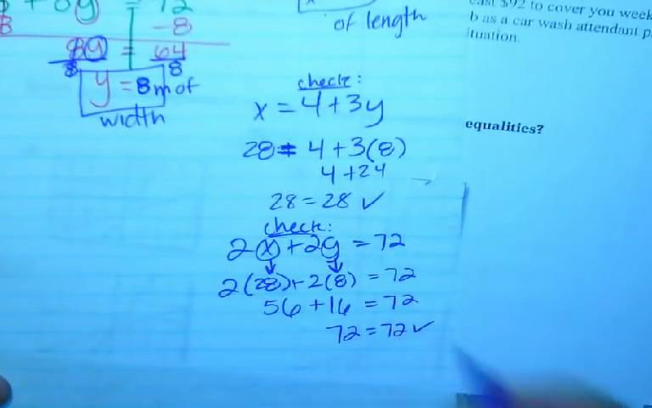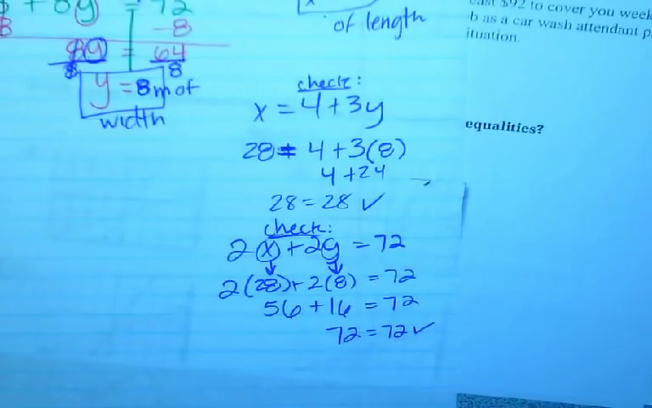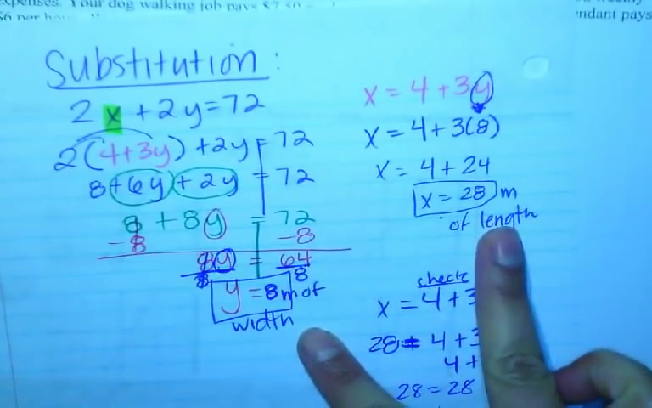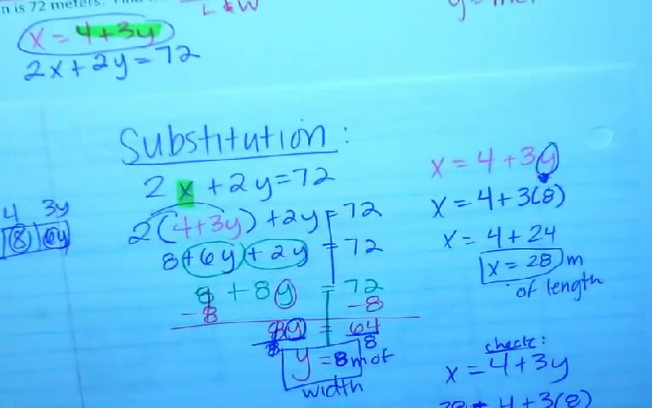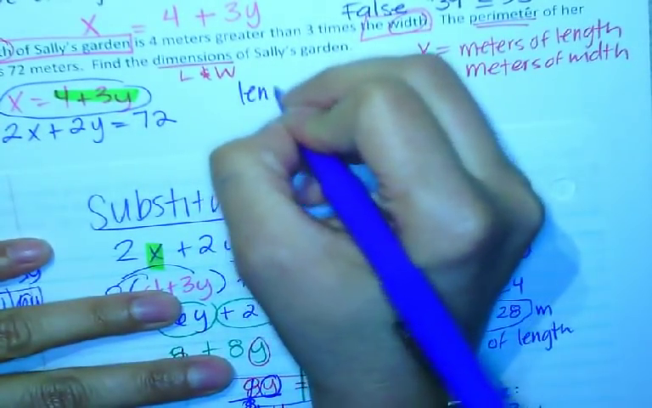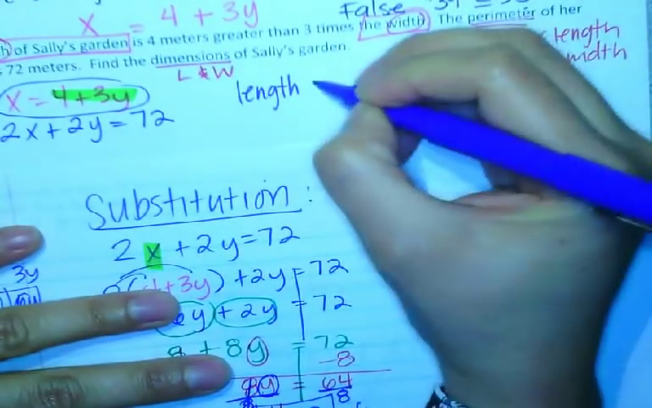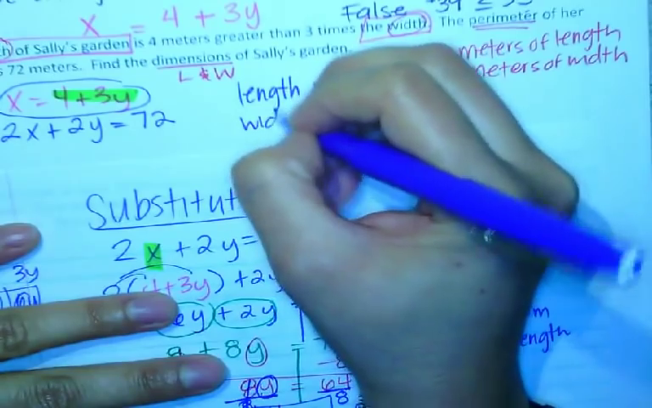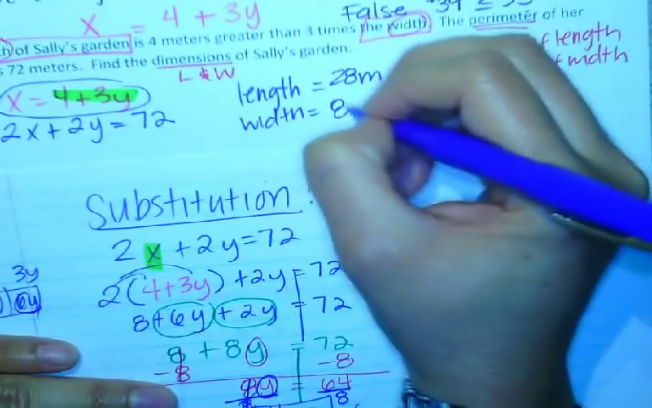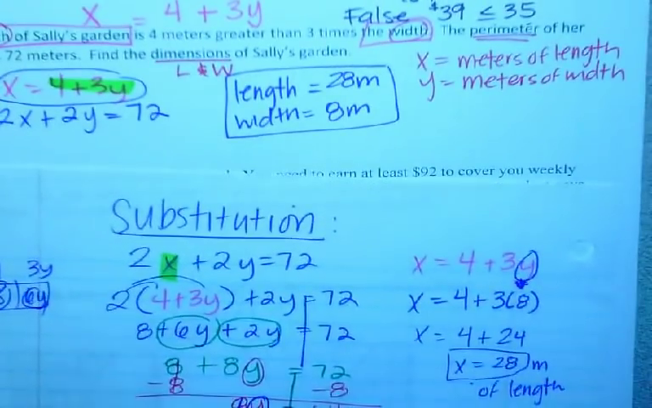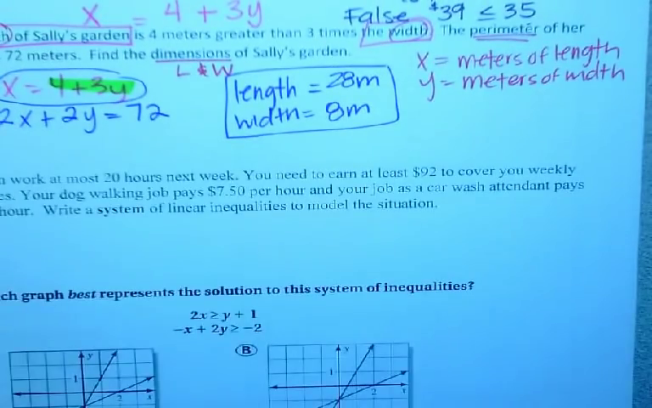And I do. Okay, so now I have double checked my answer, and I use substitution here to figure out what the length and the width would be. So I go back to my problem after I showed all the work, and length would be equal to 28 meters, and width would be equal to 8 meters, and that would be my answer. I'm going to go to the next one.